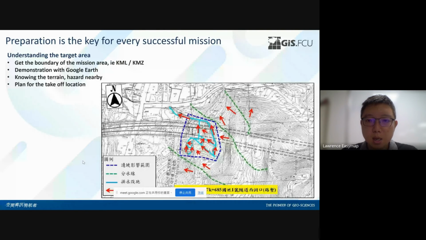So I realized that the highway is one of the risks. And also I need to plan for a suitable takeoff location.